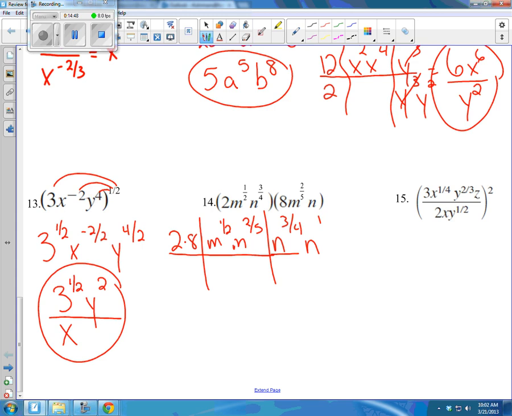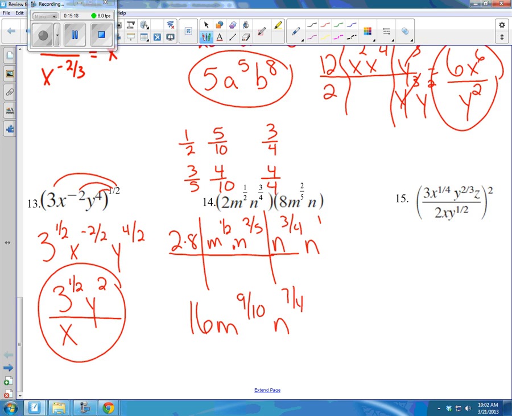So putting my answer together, 2 and 8 is 16. For my m's, I should add the exponents, and 1/2 and 2/5 when I add them up with a common denominator, that would be 10. So this one becomes 5/10, and this one becomes 4/10. So when I add them up, I get m to the 9/10. On the n's, 3/4 and 1. So as a common denominator, I can turn 1 into 4/4. I get n to the 7/4.